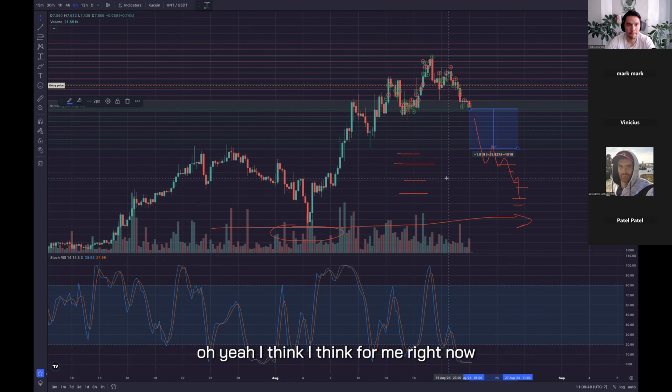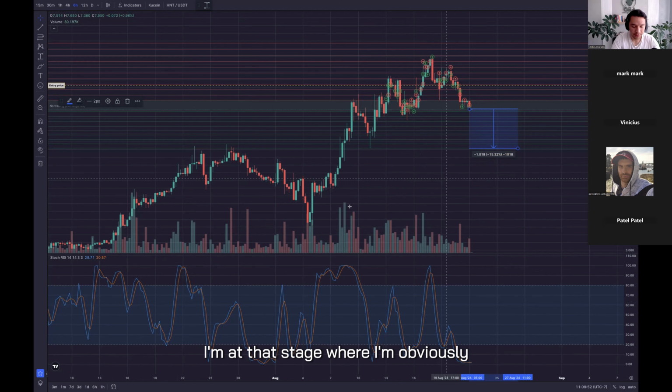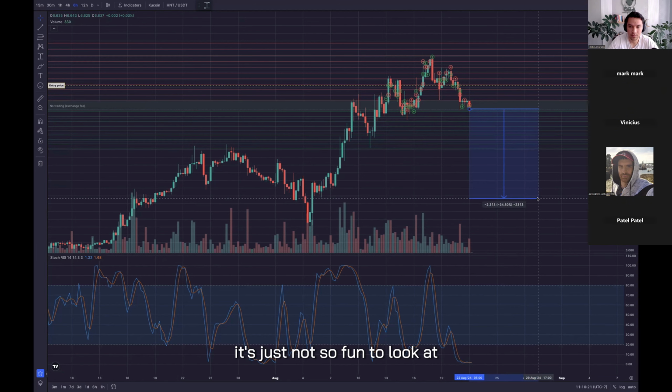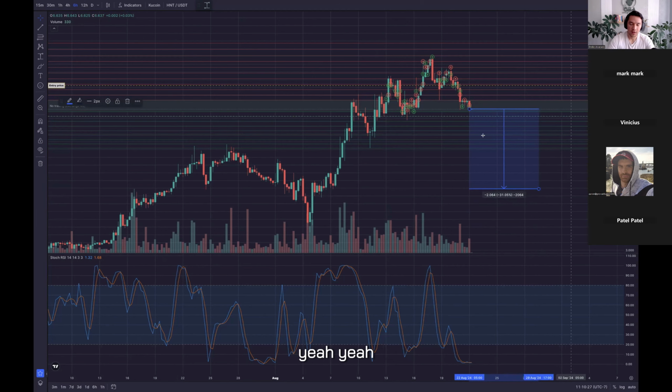For me right now, I'm at that stage where fewer grid lines means higher profit, and I'm trying to find that balance. I'm usually more on the aggressive side, and it takes so many days to see how it plays out. Because it was such a big range, the profit just doesn't seem so fun to look at. Yeah, I agree.